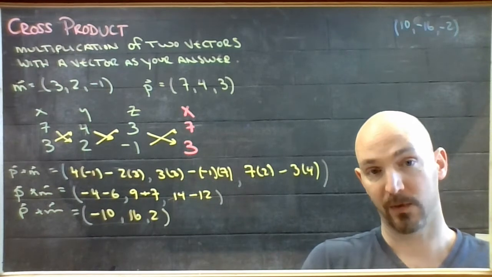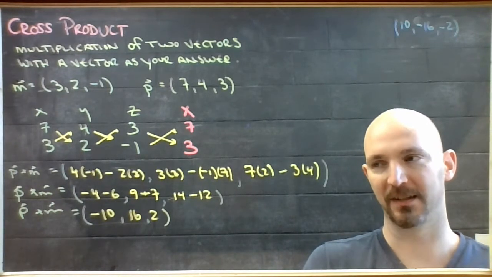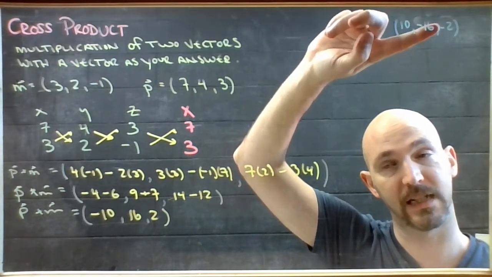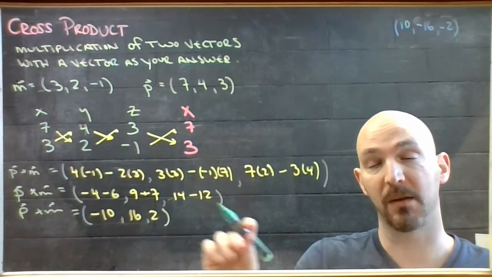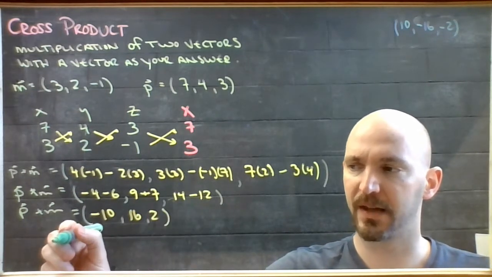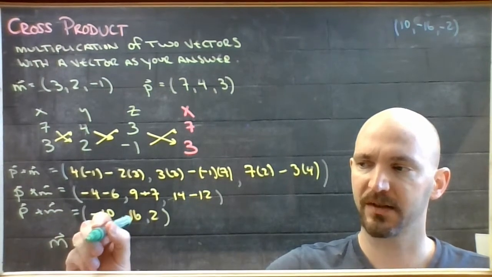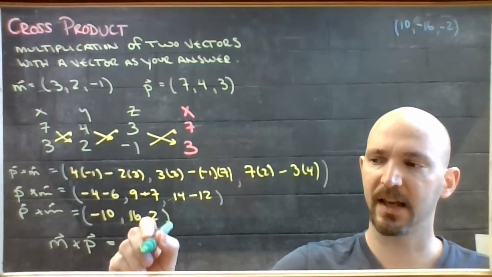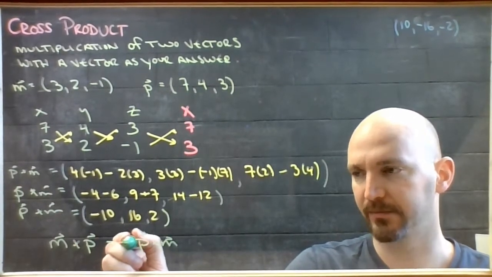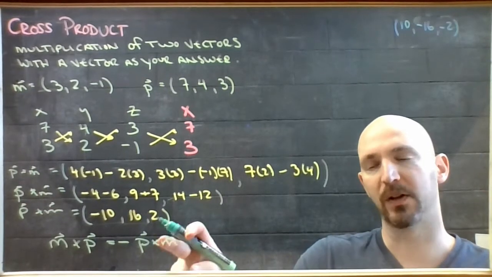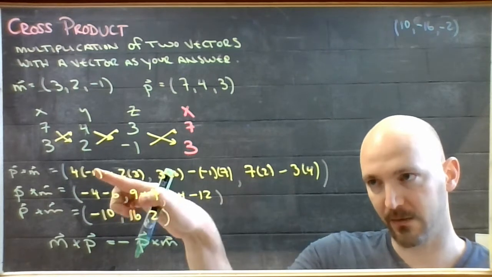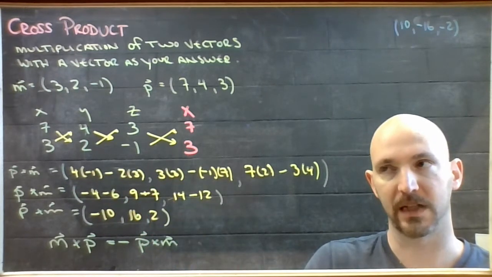So if you've forgotten what the answer was to this question, m cross p, I left it up there. It was 10, -16, -2. Those are the same numbers, but the signs have changed. So it turns out that m cross p is the same as p cross m, but you've changed the sign. Now, if you change the sign of a vector, you've changed its direction. Instead of going that way, it goes that way. Remember that from the very beginning.